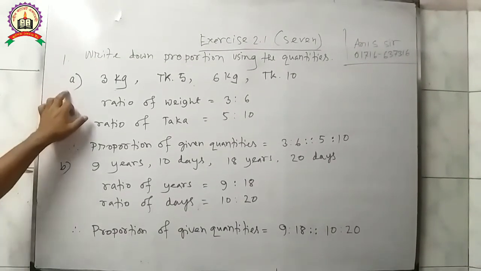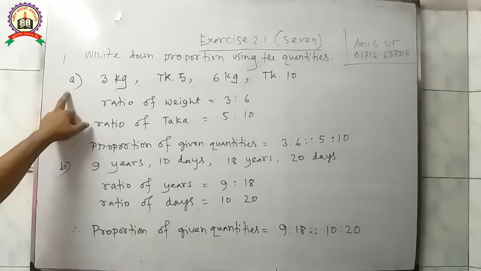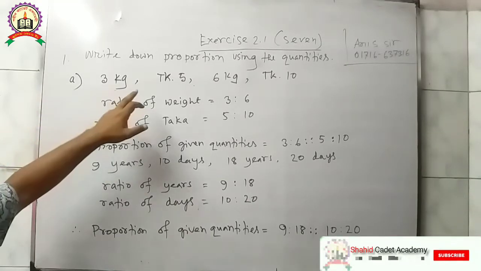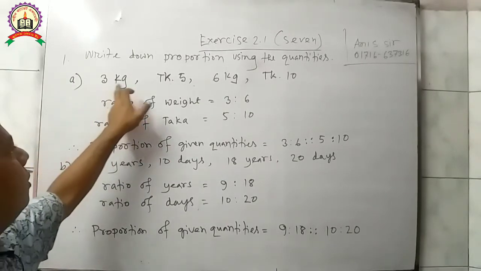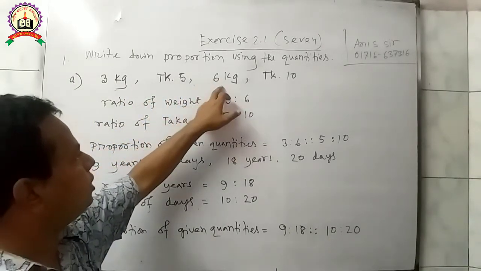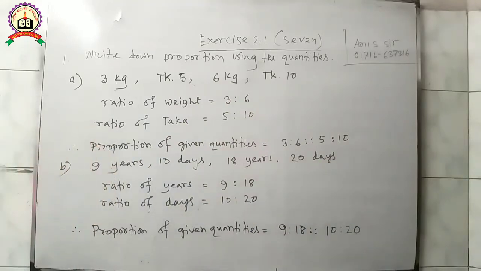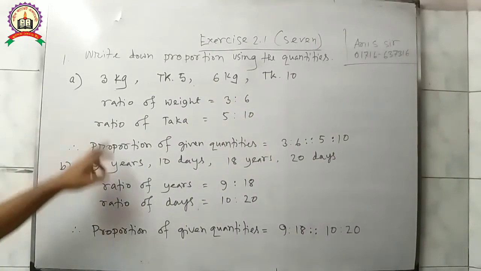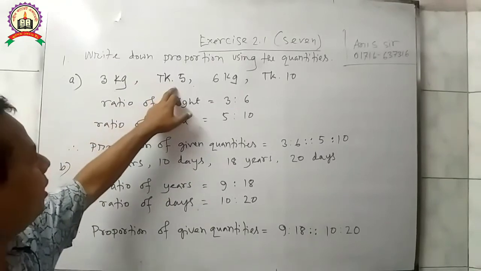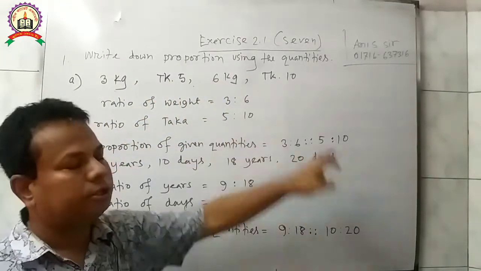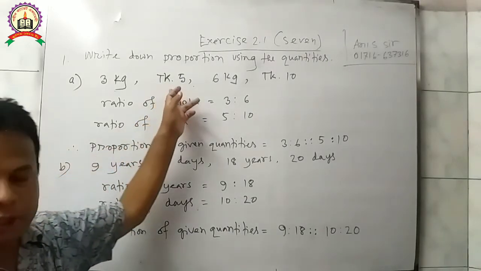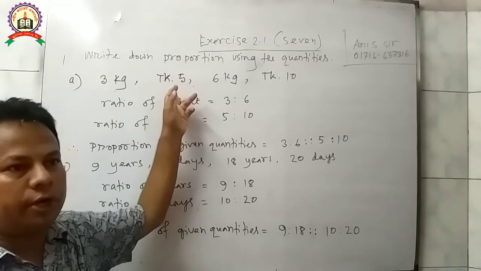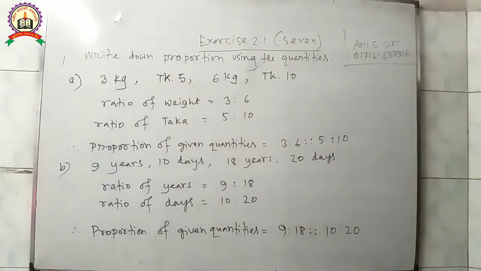A of 1. Four quantities are given: 3 kg, 5 taka, 6 kg, 10 taka. There are four quantities, so with these four quantities we can form a proportion.